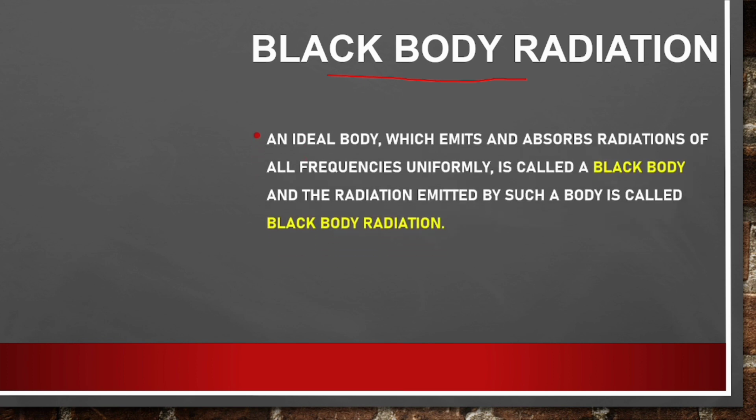The first phenomenon that we are going to discuss is black body radiation. What is black body radiation? An ideal body which emits and absorbs radiation of all frequencies uniformly is called a black body. It's an ideal body that can emit and absorb radiations of all frequencies in a uniform manner.